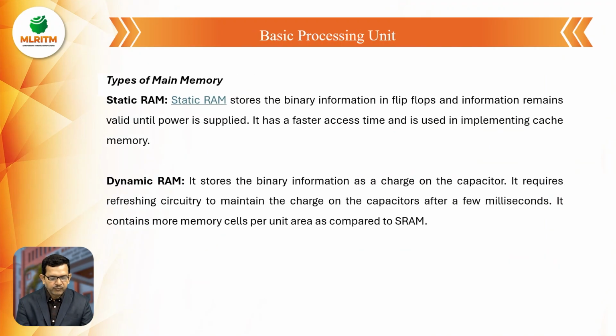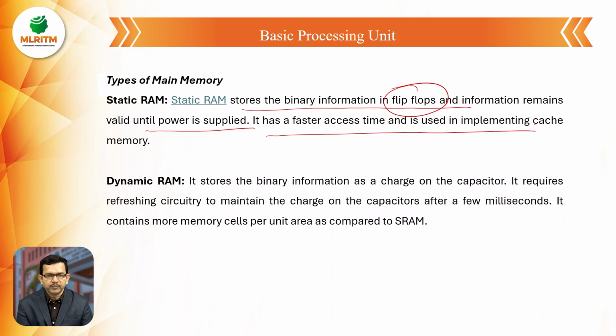Right. The types of main memory are two types. One is static and another one is dynamic. If you see the difference between the static and the dynamic, static RAM stores the binary information in the flip-flops. The information remains in these flip-flops till the power is on. Whatever information we store in the flip-flops remains till the computer is switched off. It has faster access time and is used for implementing the cache memory.